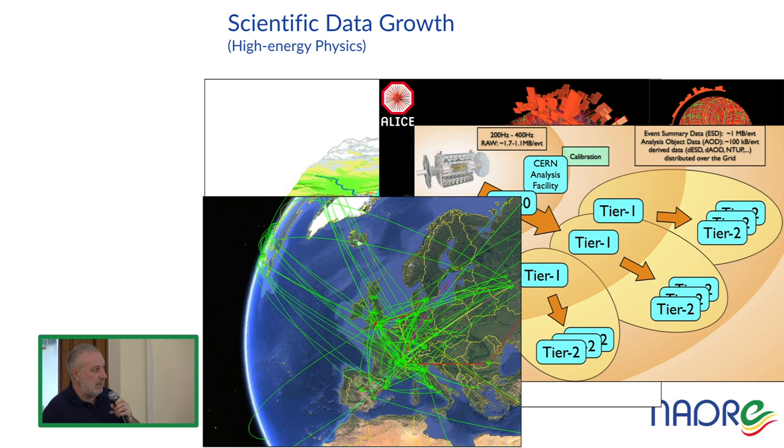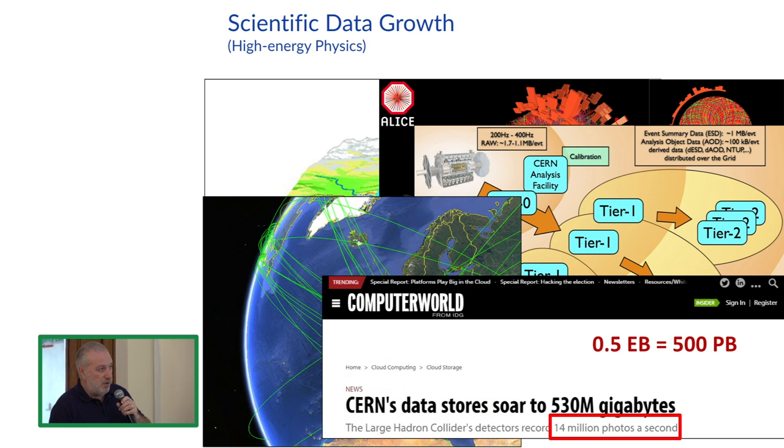How much data? 0.5 exabyte, 500 petabytes so far. And this is increasing. Now, LHC, the Large Hadron Collider, next year will start its second phase, where many more data will be acquired. But it's not only the quantity which is growing, but also the rates. Data are taken at the same rate of 14 million pictures a second.